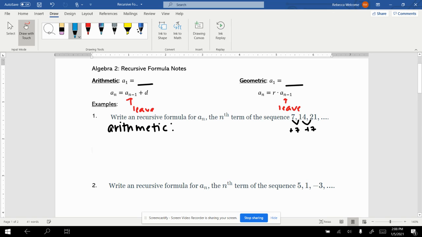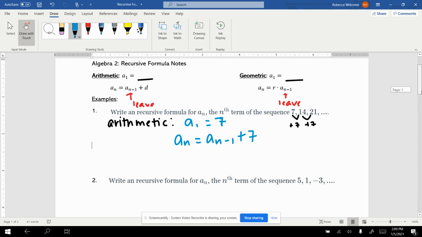So I first have to figure out what a sub 1 is. And then here's my formula, and I'll have to follow it with plus the common difference. So a sub 1 equals my first term, which is 7. And then a sub n equals a sub n minus 1 plus the common difference, so plus 7. And that would be my entire formula. And on Delta, it actually has a button for you to click this a sub n minus 1. So you'll just be able to click it, and it will automatically put it in the formula.